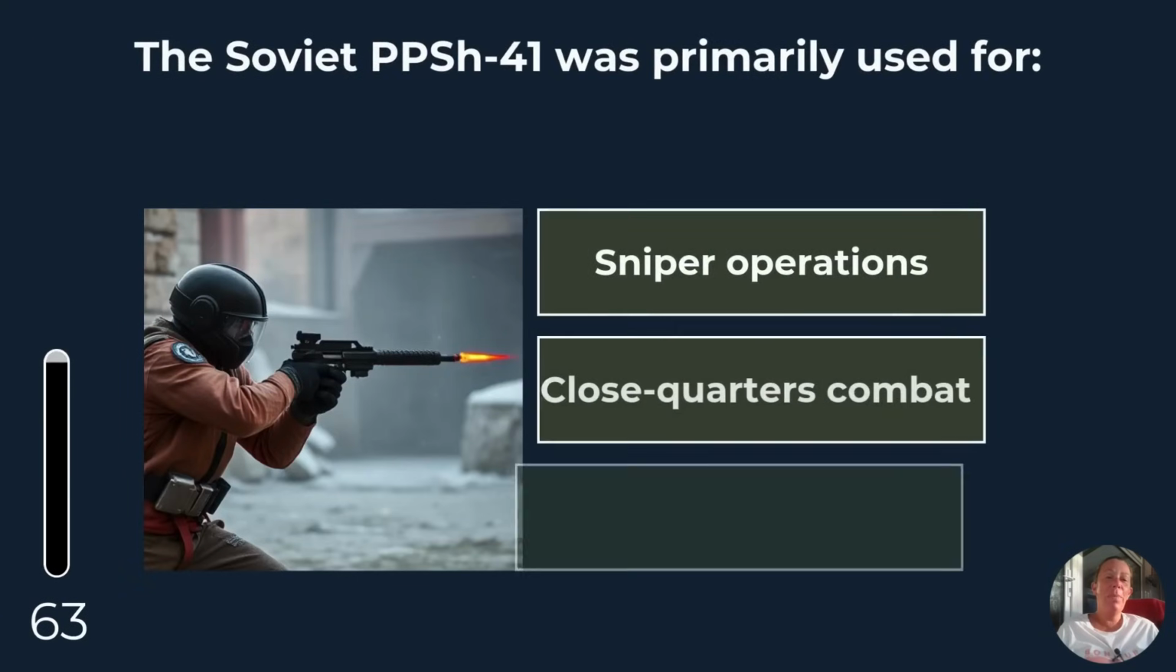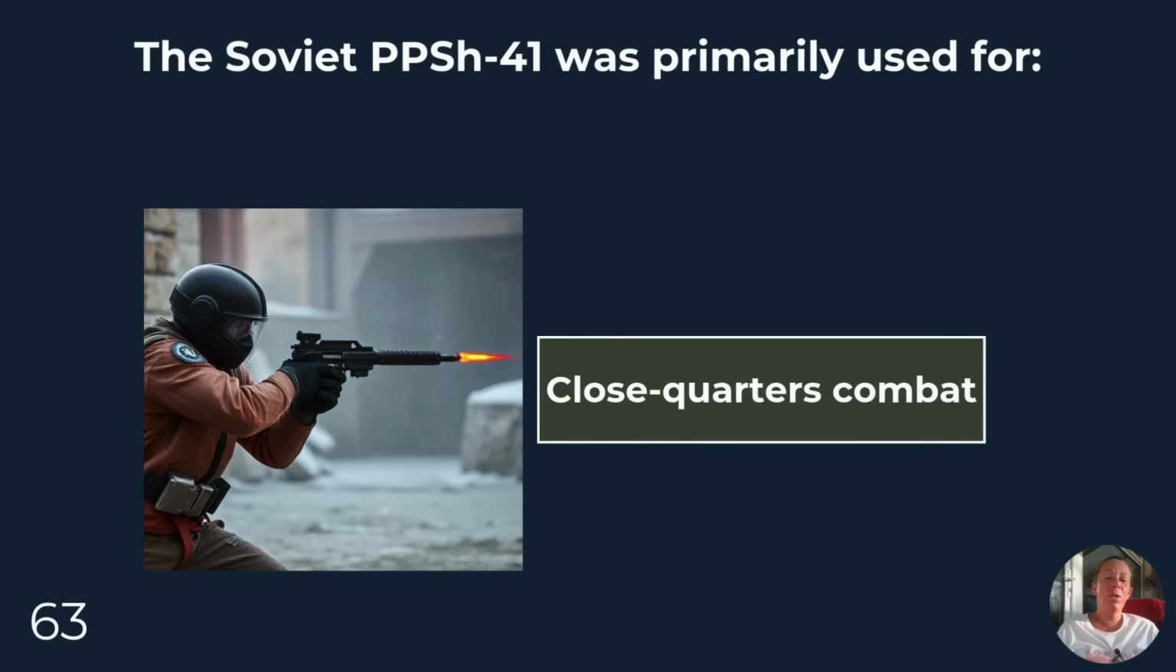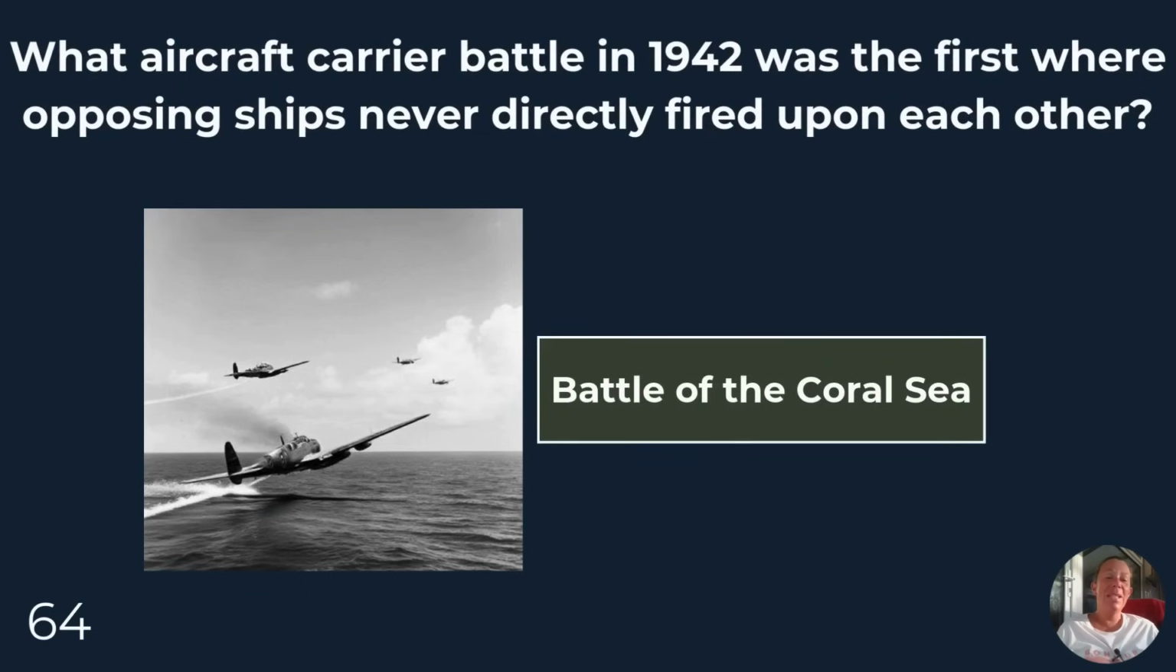The Soviet PPSh-41 was primarily used for sniper operations, close quarters combat, or naval battles. Close quarters combat. What aircraft carrier battle in 1942 was the first where opposing ships never directly fired upon each other? Battle of Midway, Battle of the Coral Sea, or Battle of Leyte Gulf? Battle of the Coral Sea.